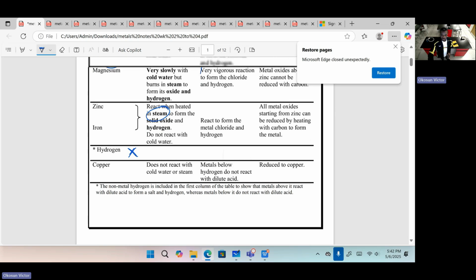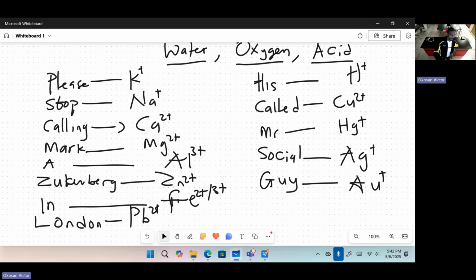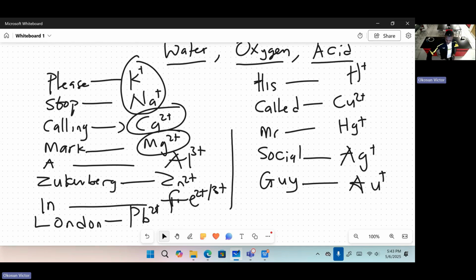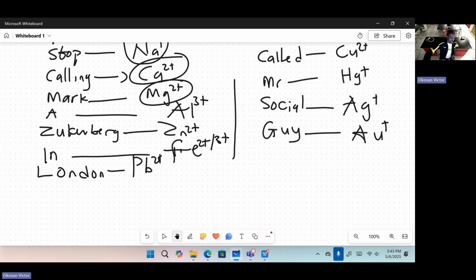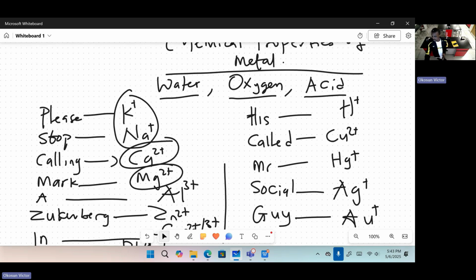Okay, now let's go back to our board here. Please take note of this. I told you that this one reacts violently with water, explosively with water, while this one reacts violently with water, and then this one reacts slowly with cold water. And then aluminium, zinc, iron, and lead react only with hot water. The water must be hot before reaction can take place. And then copper, mercury, silver, and gold do not even react with water at all. So these are chemical properties of water.